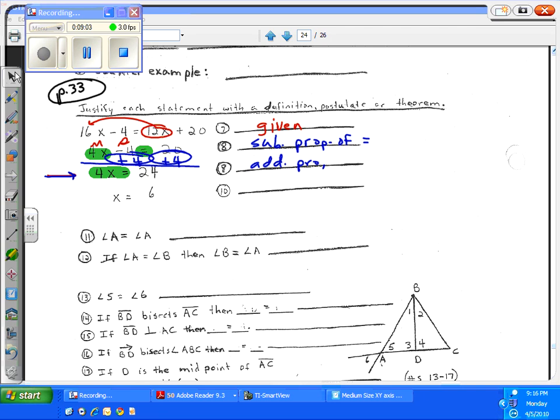That is the addition property of equality. Any questions on that?